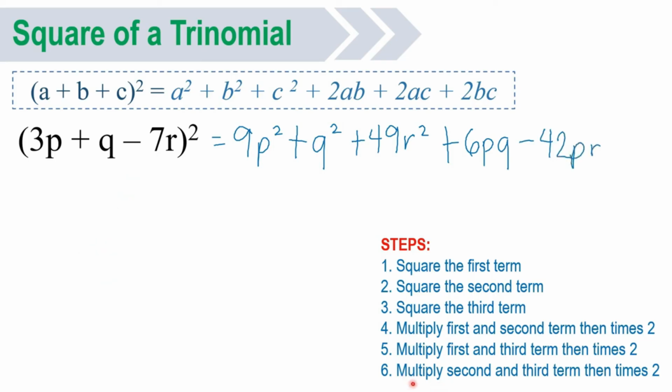And for the last step, multiply second and third term. Second is q, third is negative 7r, times 2. So negative 7 times 2, that will be negative 14.